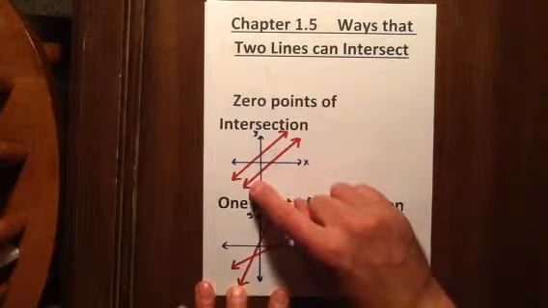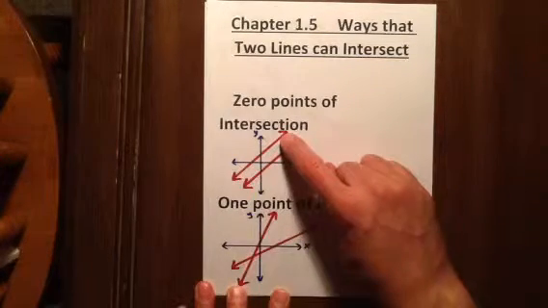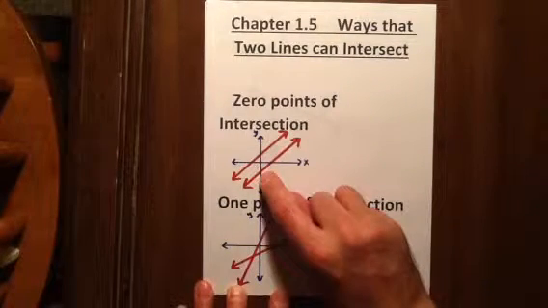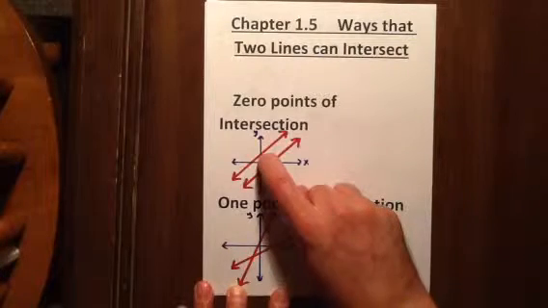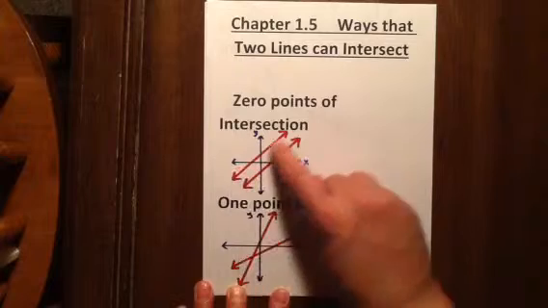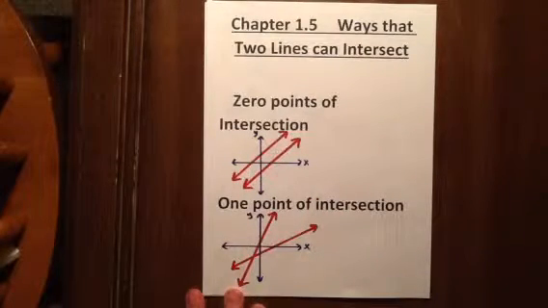Well, looking at these two lines, we can say they have the same slope. For sure they have the same slope. And also they have different y-intercepts. The y-intercept here is down here, and this y-intercept is up here. So 0 points of intersection are going to have the same slope, but different y-intercepts.